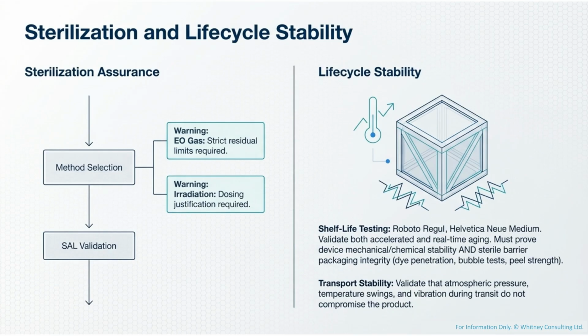Sterilization assurance involves method selection and SAL validation, with strict warnings regarding EO gas and irradiation. Life cycle stability requires shelf life testing, including accelerated and real-time aging and transport stability validation.